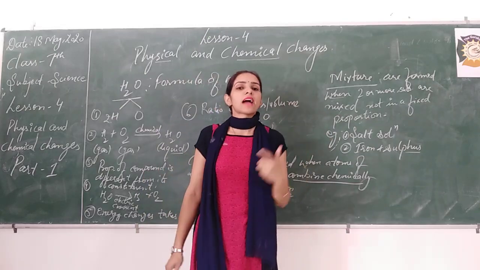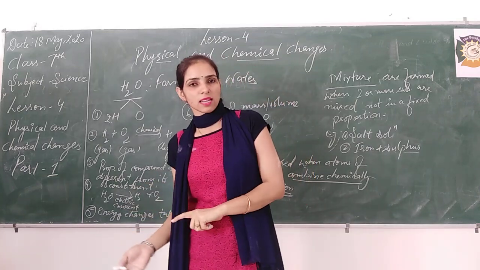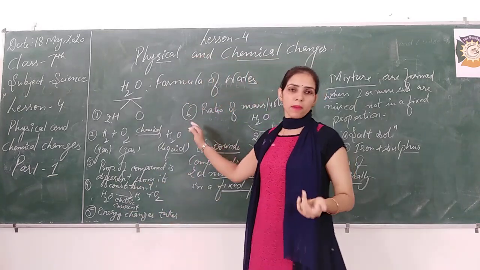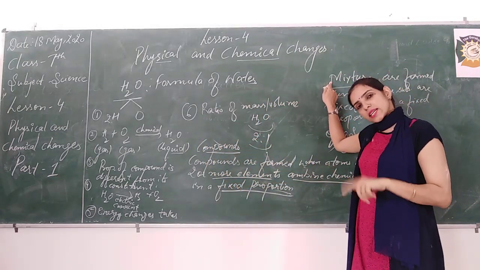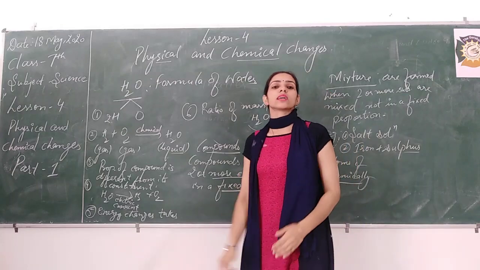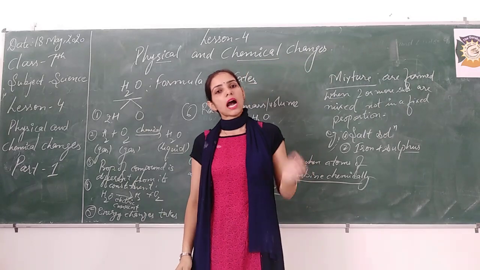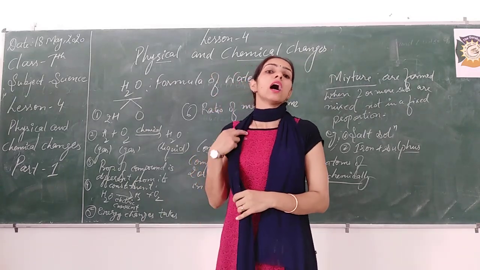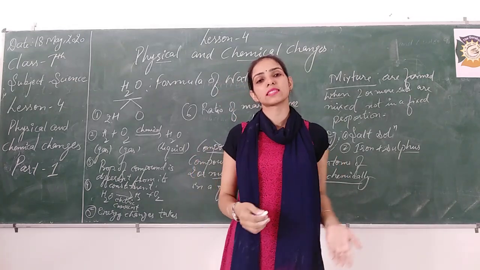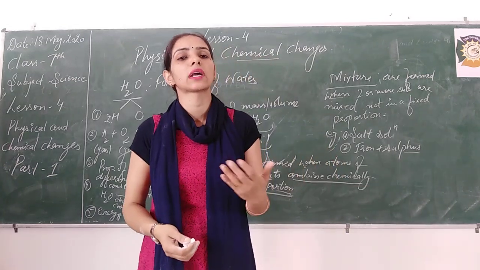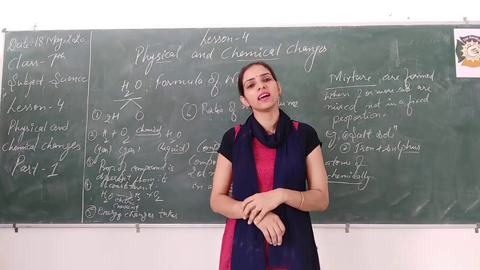So today we have discussed pure substances and impure substances. Pure substances are elements and compounds, and impure substances means mixtures. Next time we will learn about chemical symbols, chemical formulas, how to prepare and write a chemical formula, and how a chemical equation can be balanced. All these things we will learn in our next class.